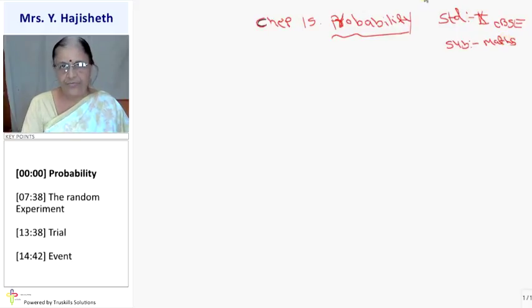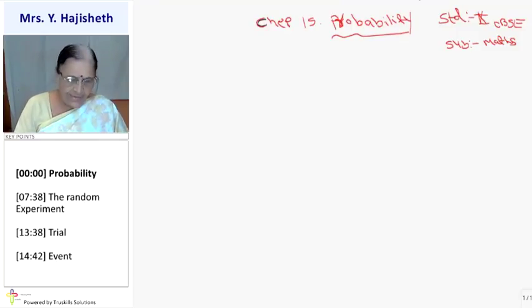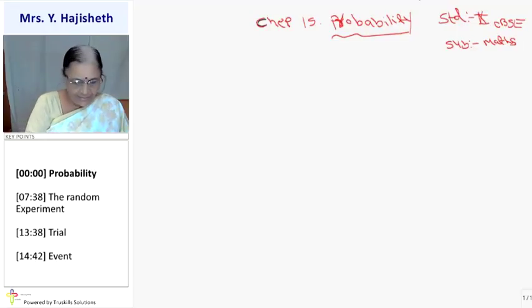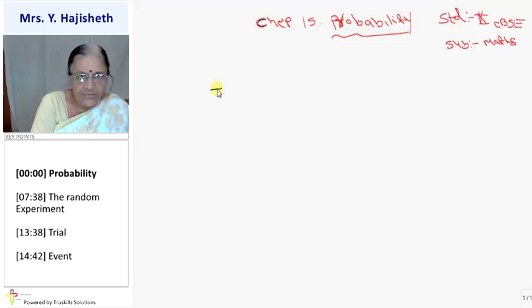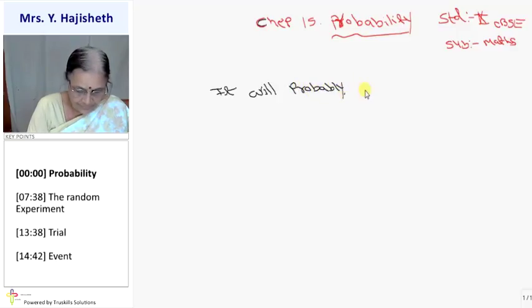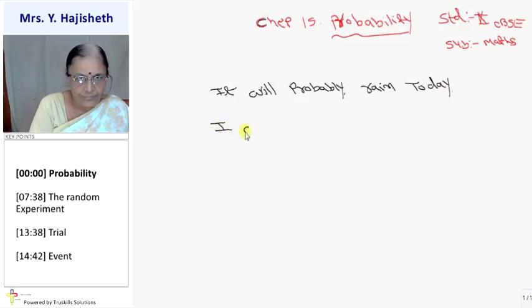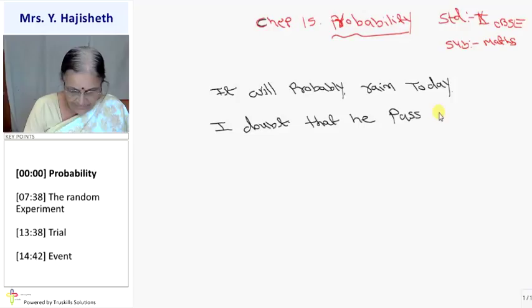Now, in our day-to-day life, what do you mean by probability? In our day-to-day life, we use words like probably, chances, most probably, certainly, etc. in statements like, it will probably rain today. I doubt that he passed the test. See, the following two statements I am writing: it will probably rain today. Another statement is, I doubt that he passed the test.